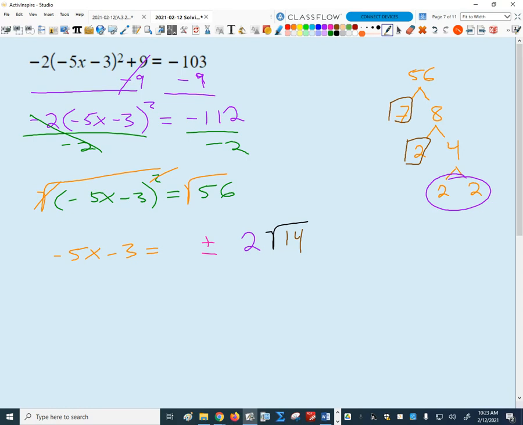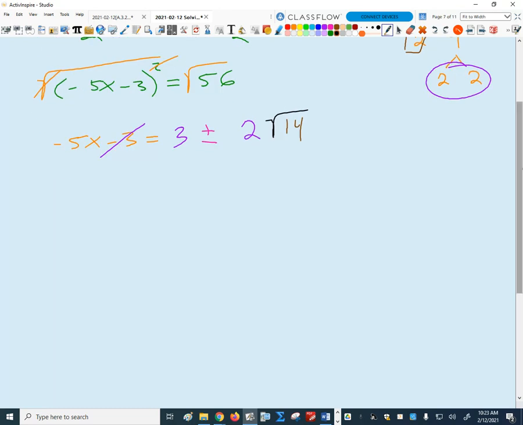So we could do this, right? We're going to put the 3 there. And now here's the weird part, right? We're dividing by a negative 5. I'm going to rewrite this because I want to focus on this last step. So we're left with negative 5x equals 3 plus or minus 2 times the square root of 14. Well, the natural thing is to divide by negative 5. Everybody agree? Okay.